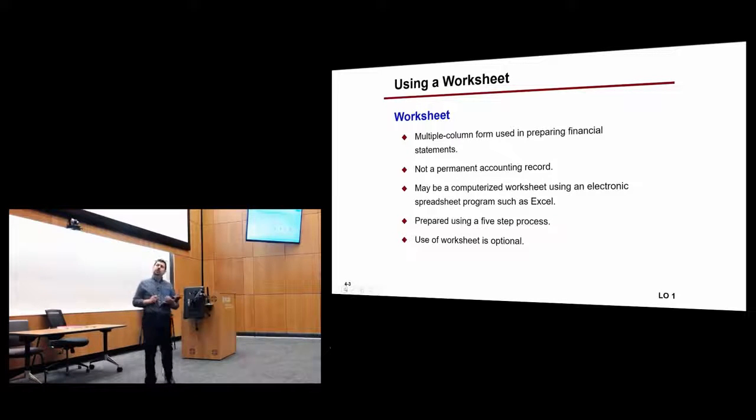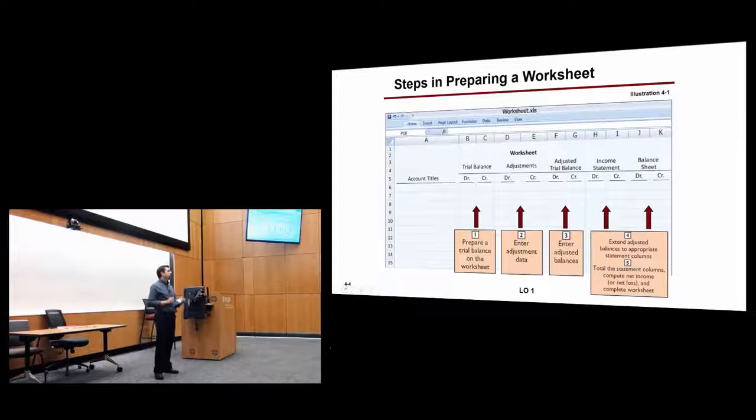This is how it looks like. So you have first the trial balance. We have the columns for the trial balance. And by the way, as you can see, think of it as a set of columns. For each set of columns, we have debit and credit columns. So for example, for trial balance, we have both debits and credits.